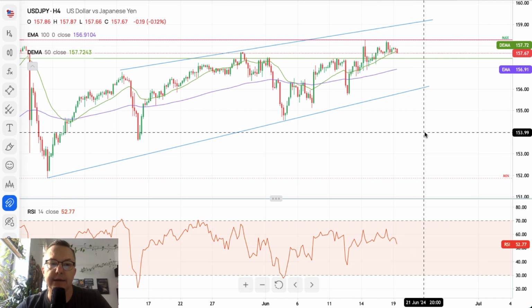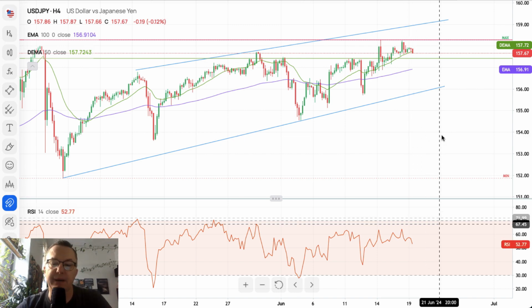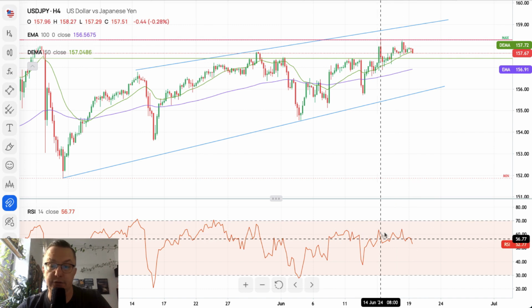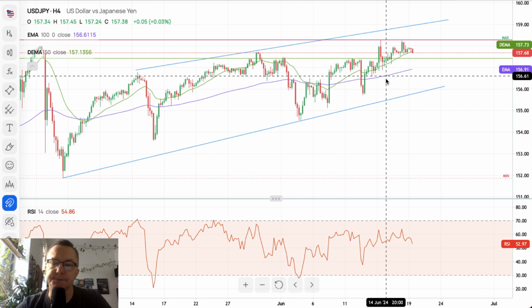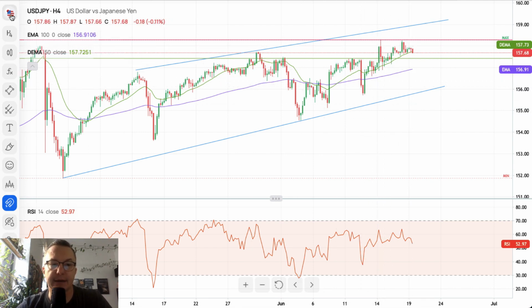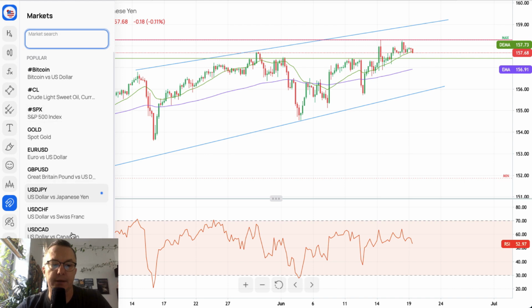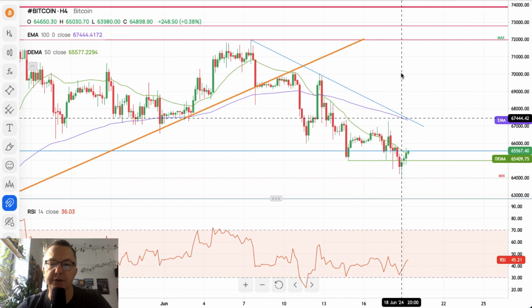So the US dollar to the Japanese yen is looking quite bearish right now, despite the fact that the momentum is pretty much strong and positive. Nevertheless, there is no indication of an impulsive movement to the upside as the market is trying to reverse the recent gains. Now the Bitcoin market made another swing low.